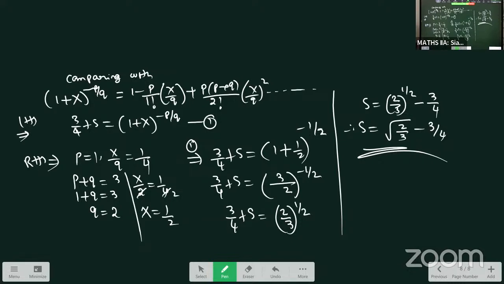One last question of infinite series. There is one more question. Find the sum of the series.